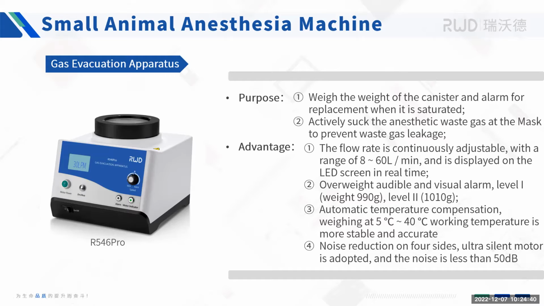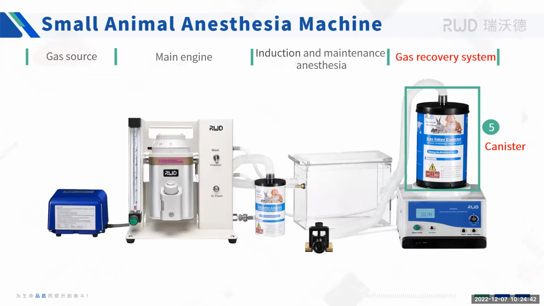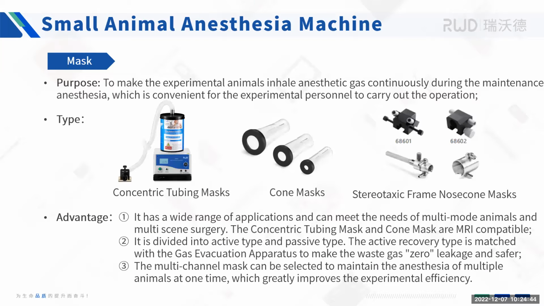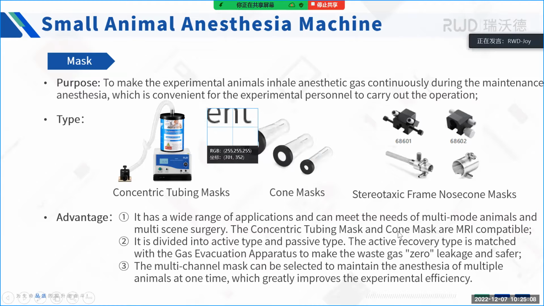So let's go back to the mask. These concentric tubing masks can be used with both the canister and the gas evacuation apparatus, but this cone mask can only be used with a canister. Because these two masks have different structures, I will show you.